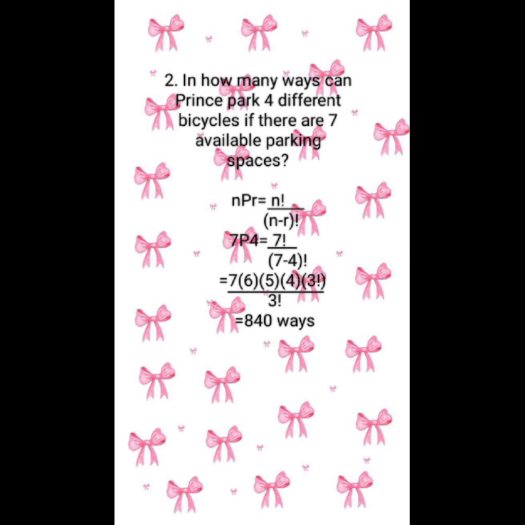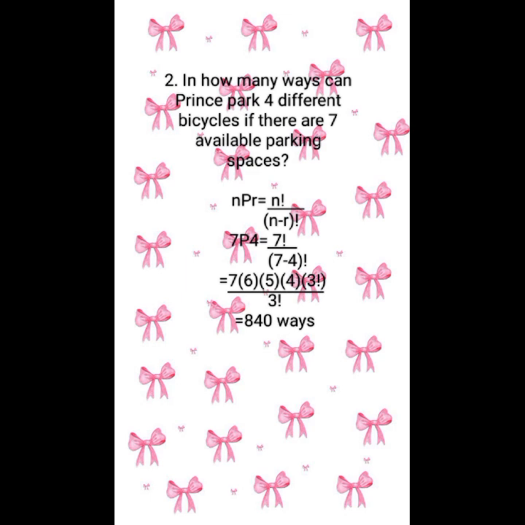So moving on to our second situational problem. In how many ways can Prince park 4 different bicycles if there are 7 available parking spaces? The formula for this one is P of n taken r is equal to n factorial divided by the quantity of n minus r factorial, where r is less than or equal to n. So r is 4, n is 7. So P of 7 spaces taken 4 bicycles, 7 factorial divided by 7 minus 4 factorial.